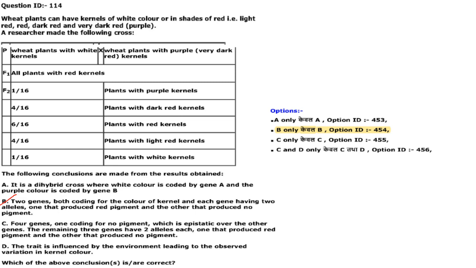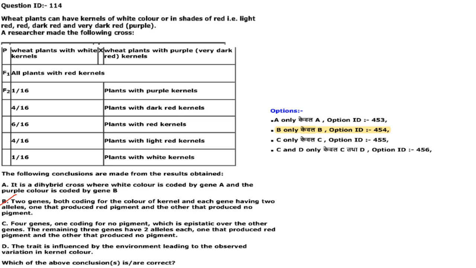So here you can see the F1 phenotype was all plants with red kernels, and the F2 phenotype gave it in the ratio 1:4:6:4:1. That is plants with purple kernels, plants with dark red kernels, plants with red kernels, plants with light red kernels, and plants with white kernels.